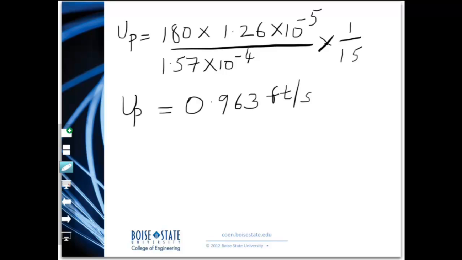One quick comment is that you can see that for a really small velocity, which is expected for the prototype, you have to go orders of magnitude higher in terms of velocity for your model. It's something to think about.